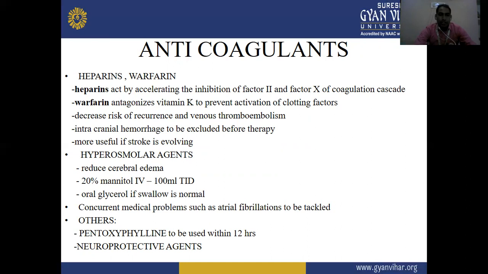Hyperosmolar agents reduce cerebral edema: 20% mannitol IV, 100 ml thrice a day, or oral glycerol if swallow is normal. Concurrent medical problems such as atrial fibrillation to be tackled, and others. Pentoxifylline to be used within 12 hours, and neuroprotective agents.